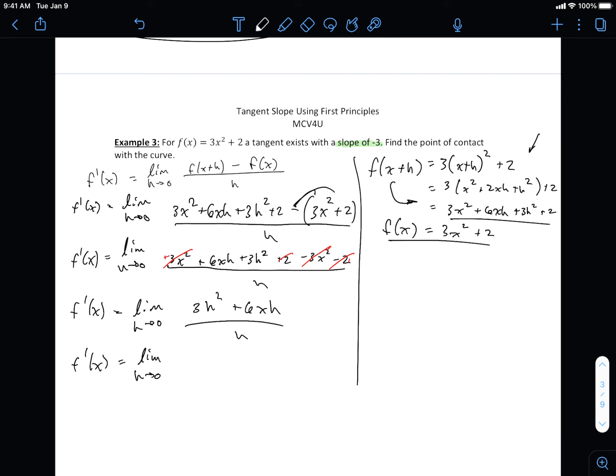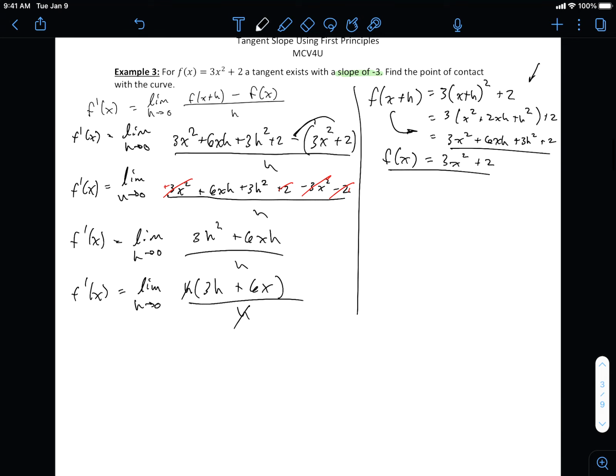Okay, and again, maybe you don't do this in this step. You could even go cancel with a 2, if you guys like. For the purposes of the lesson and seeing this for the first time, I'm just going to do it so that people don't freak out. 3h plus 6x over h. Well, now the h's can cancel, and you're left with the limit.